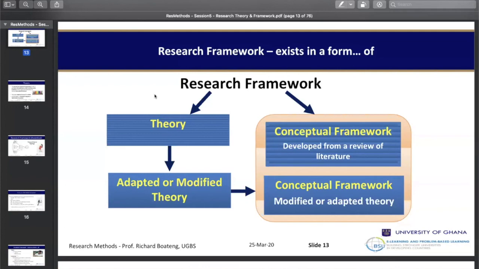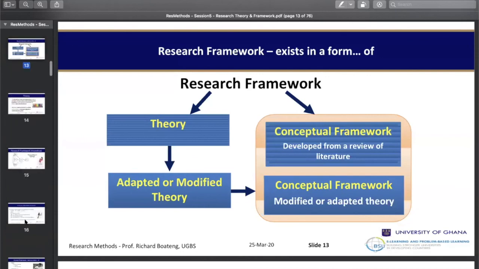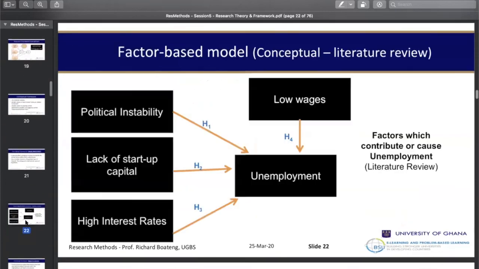What are you applying it to do for? A theory has to explain a particular phenomenon. A theory may not be good for you, but it may be good for somebody, depending on the phenomenon of interest. So I was giving you an example that somebody goes to develop this category-based work. Let me just use that one again.